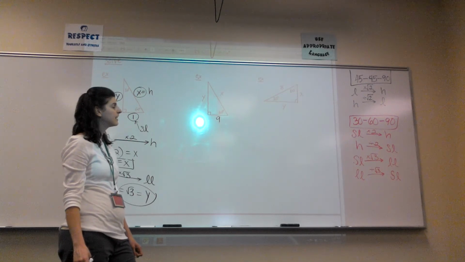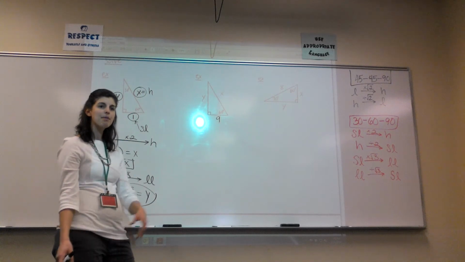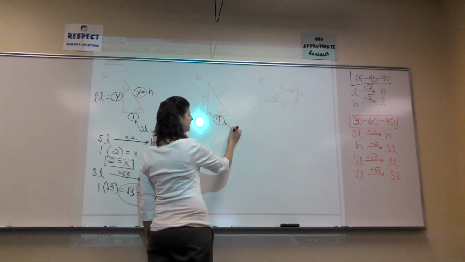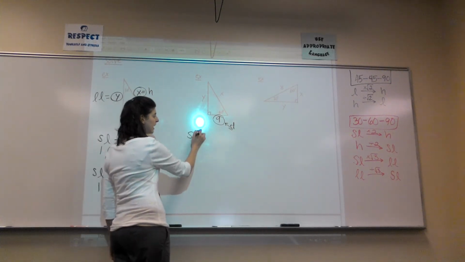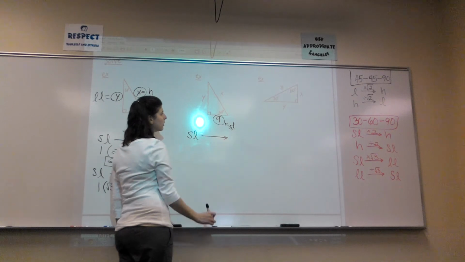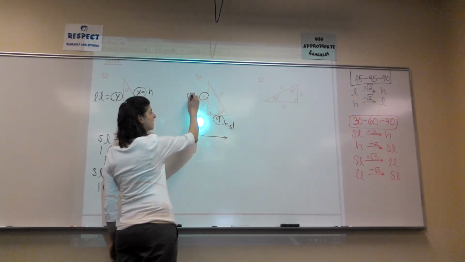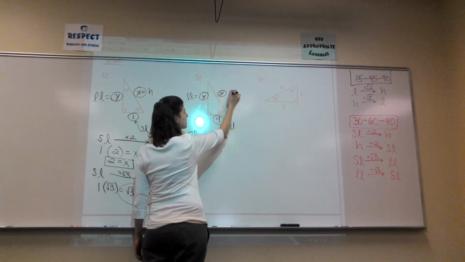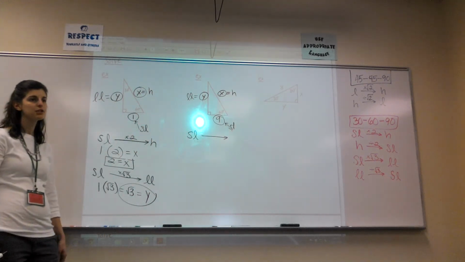Tim, is 9 the short leg, the long leg, or the hypotenuse? Short leg. So this is SL. I'm given the short leg, and I need to find the long leg and the hypotenuse. The long leg is going to be y, and the hypotenuse is going to be x. Remember, the hypotenuse is always the one across from the right angle. Most of you know that.